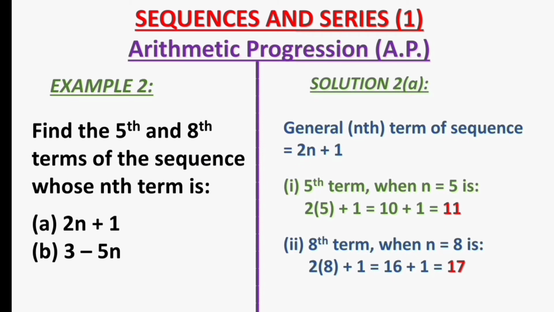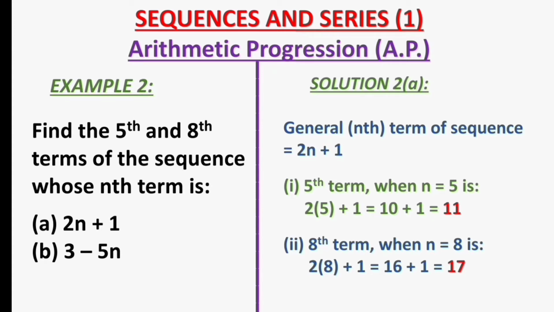The general or the nth term of the sequence in example 2a is 2n plus 1. To find the 5th term, n is equal to 5. Substituting 5 for n into the general or nth term, which is 2n plus 1, becomes 2 times 5 plus 1, which is equal to 10 plus 1, which is equal to 11. So the 5th term is 11.